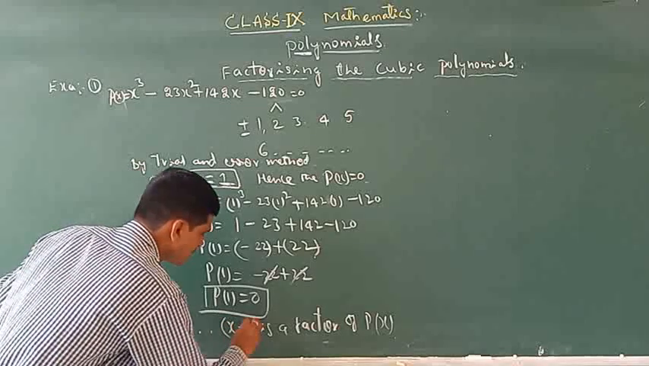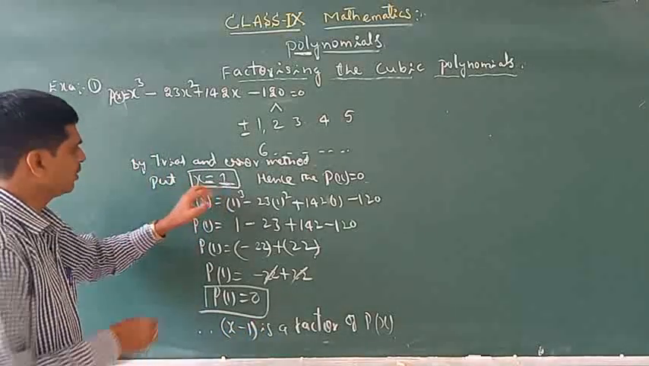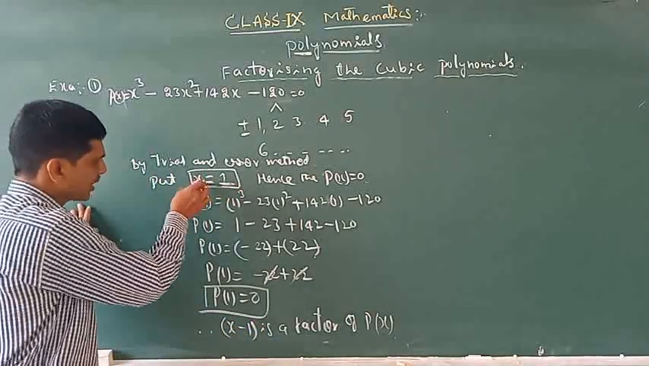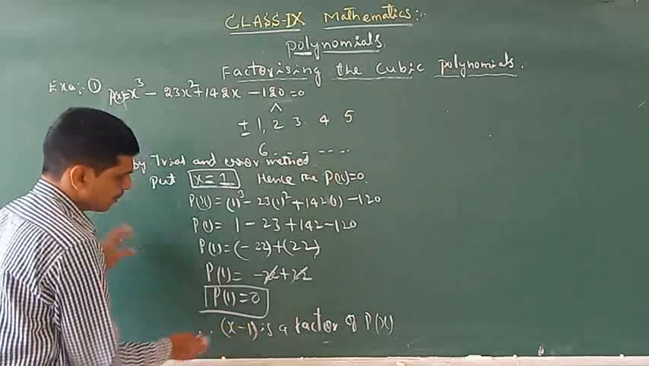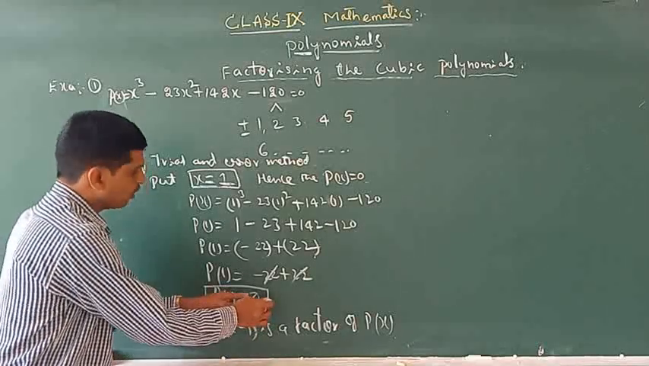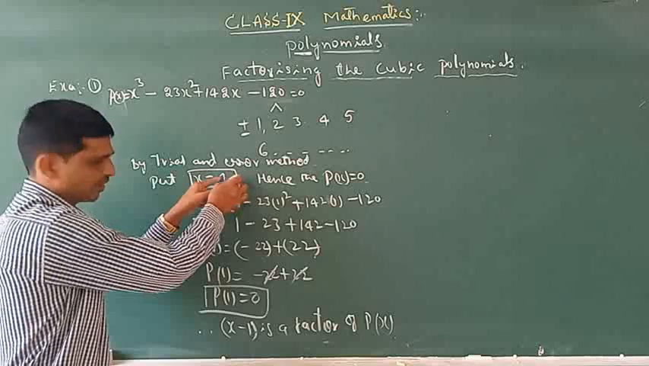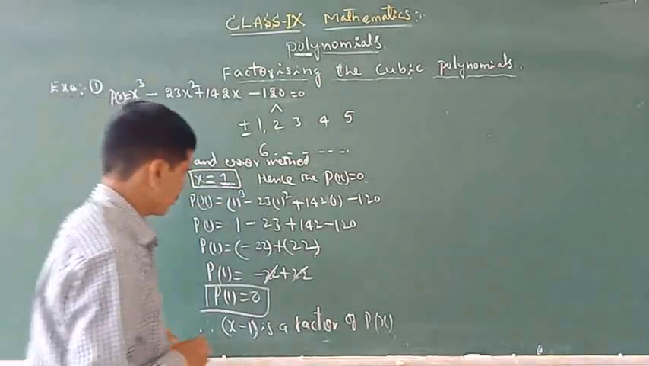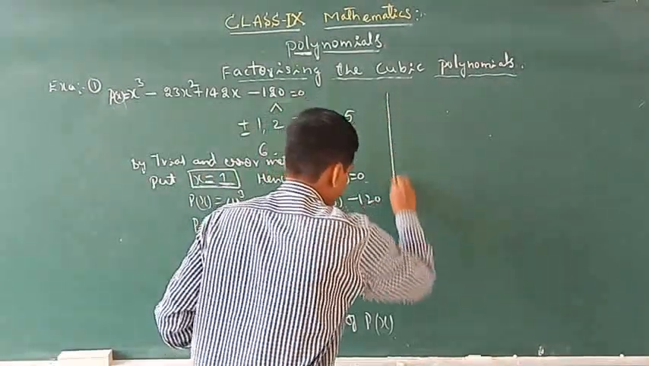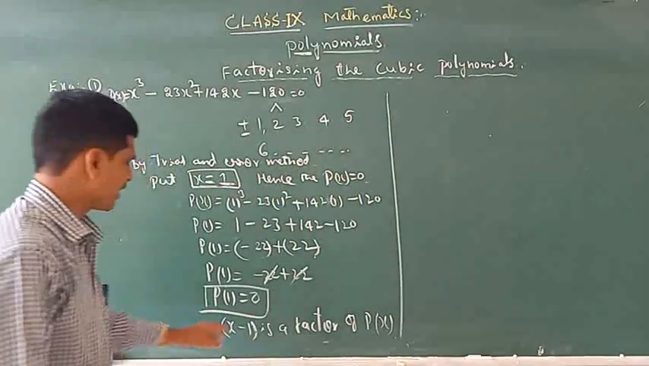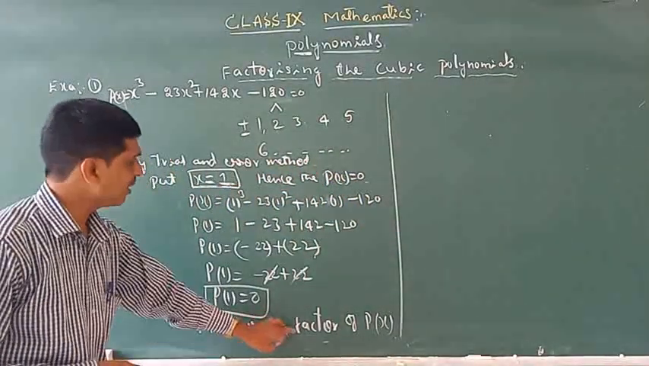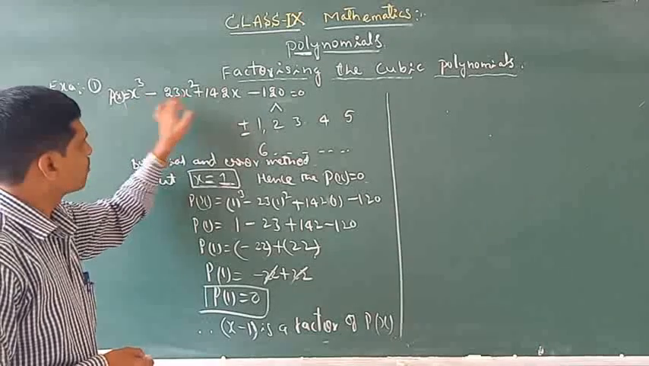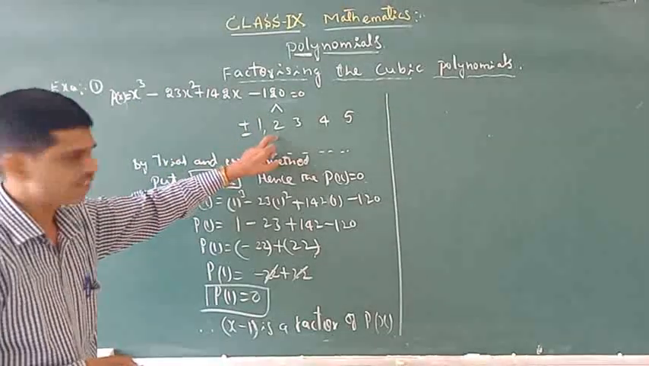Why is x minus 1 a factor? Consider x is equal to 1. Take this positive 1 to this side, it becomes x minus 1, because this polynomial becomes 0 at the value of x equal to 1. You know the theorem also, so by that theorem I explain. So now x minus 1 is a factor of this polynomial, among these divisors.